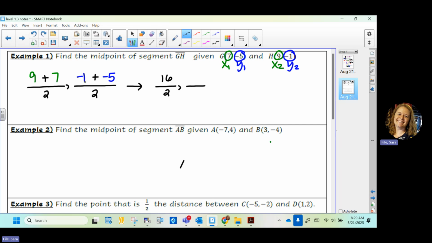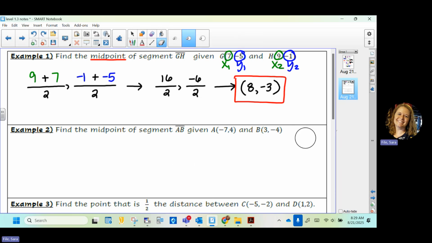And what is -1 plus -5? We've got -6. Okay, now we have to divide both of those by 2. 16 divided by 2 is 8. And -6 divided by 2 is -3. So that's the location of the midpoint. That would be the exact center of those 2 points.